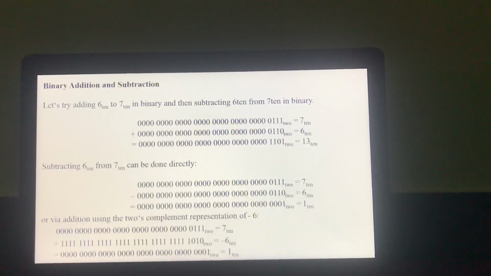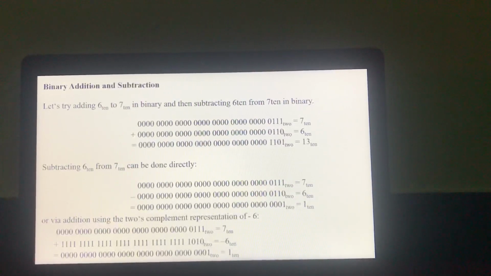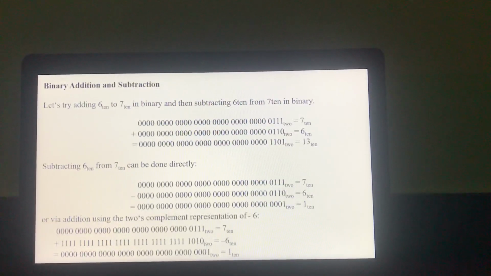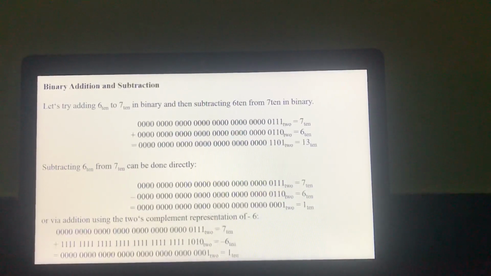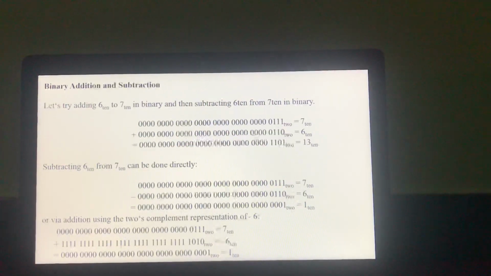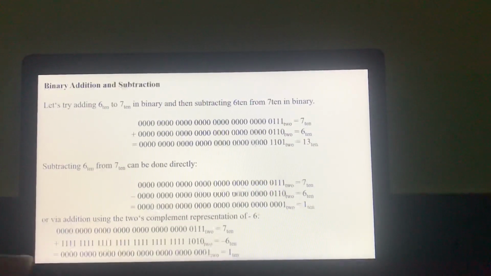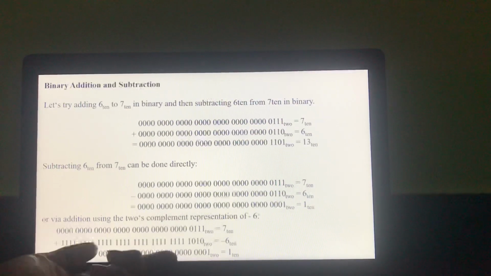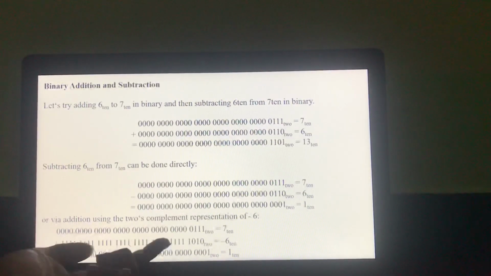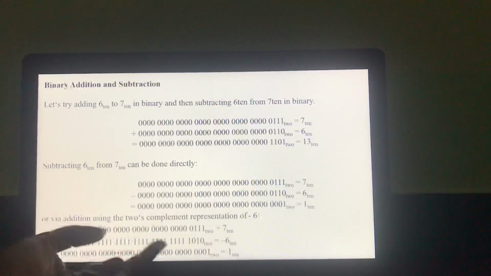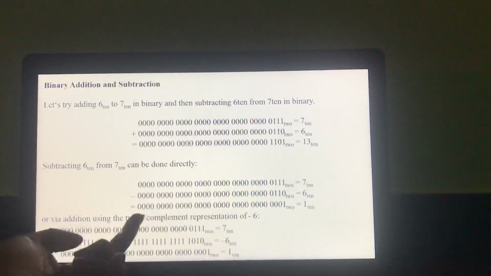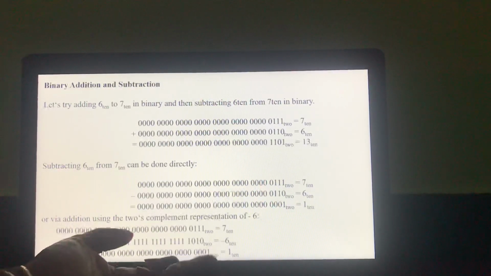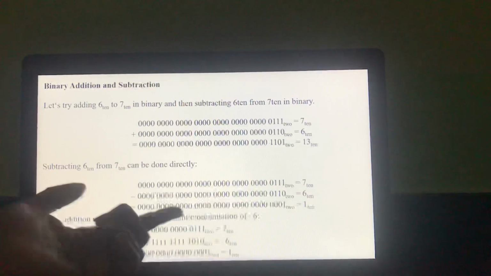Or we can do it by another method, which is the 2's complement representation of minus 6. So we find the 1's complement first for the value 6, and then you have to add 1 to it. So that will give you some other value. When you add this value with your first value, automatically you will get the original value that you got here.